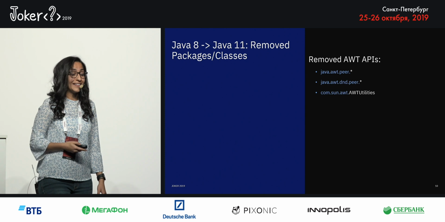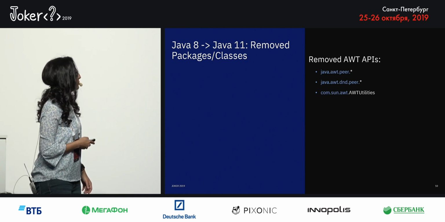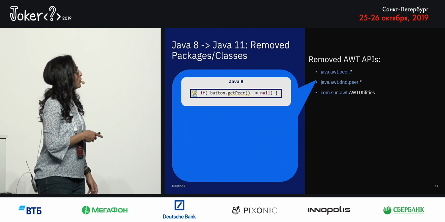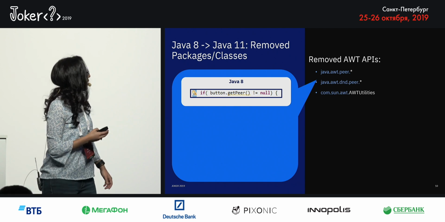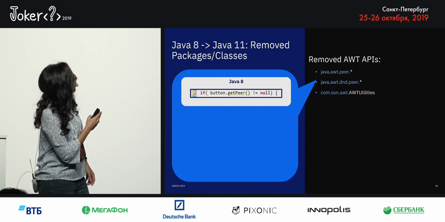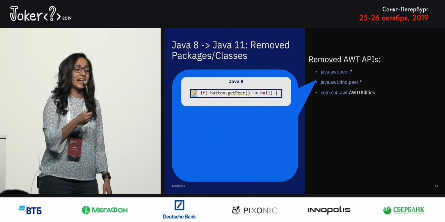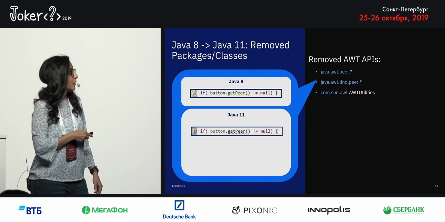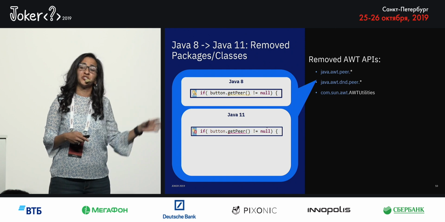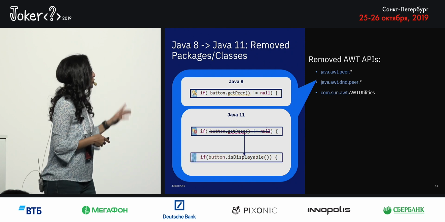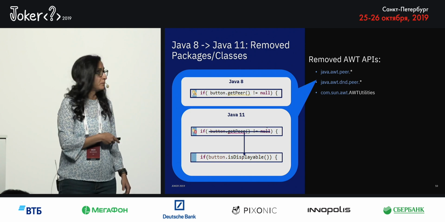There were a few AWT APIs that got removed, AWT peer packages. When I was doing some research, I found that this call is pretty popular. And you might be looking at it and thinking, okay, this is a method, it's not a class. Well, the method returns a class that got removed. So you would have gotten a warning and then an error because the type that's getting returned got removed. You just replace it with button is displayable to get the same functionality you would have gotten before.